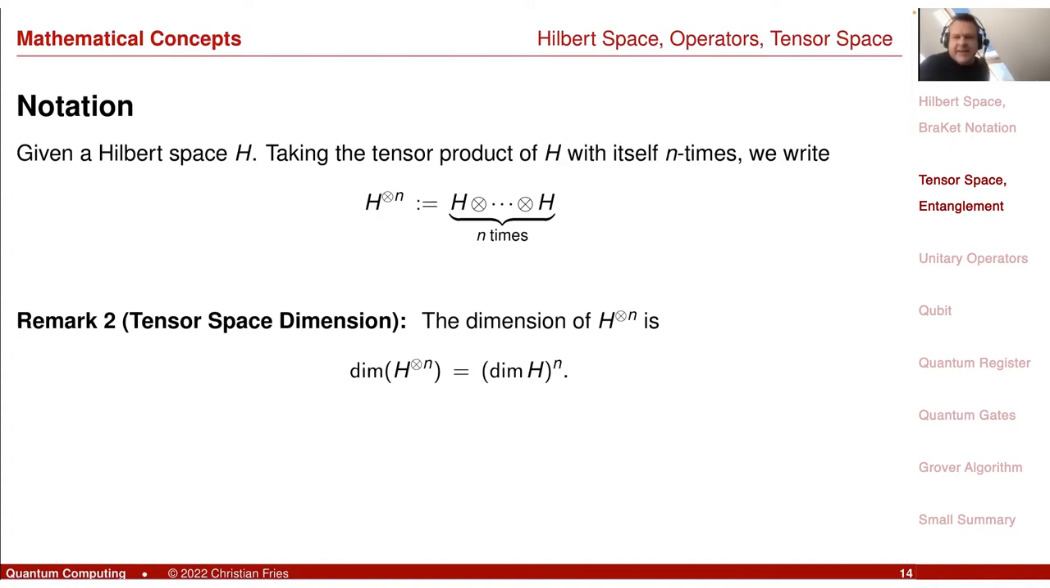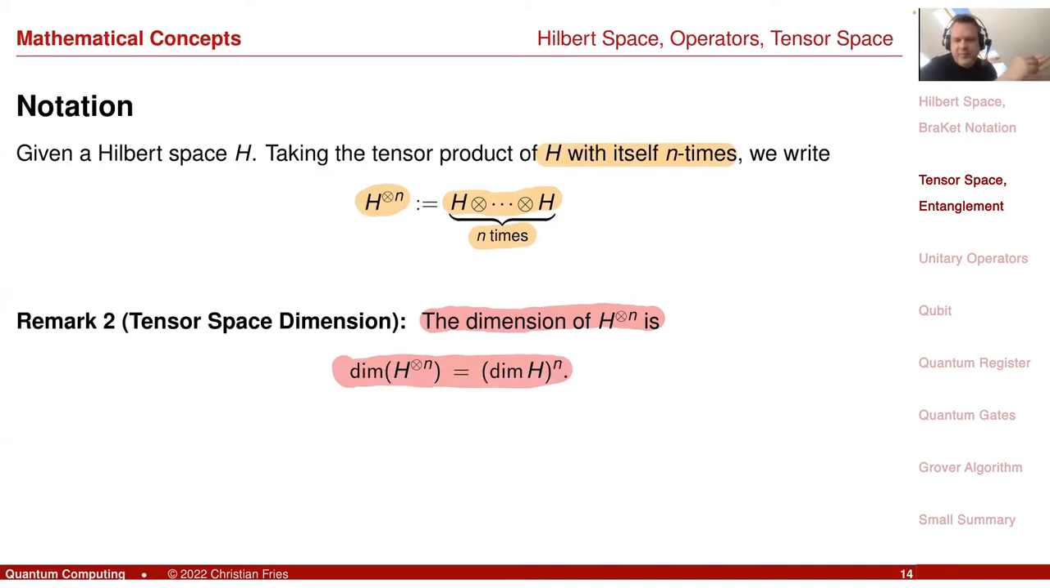Given a single Hilbert space, we take the tensor product with itself, for example, n times. I use here the notation H to the power of tensor product n. So this is just H taking the tensor product with itself n times. And from what we just saw, this is all combinations of all states in each individual space. So the dimension of this is the dimension of H to the power of n. If H is, for example, our simple two-dimensional space formed by the states 0 and 1, then the dimension of this goes as 2 to the power of n.